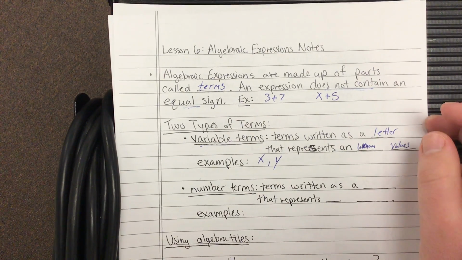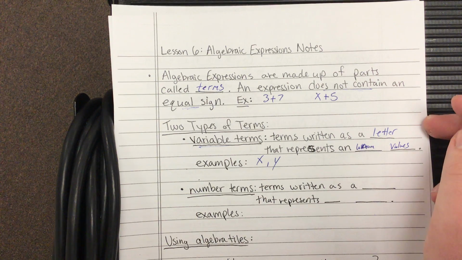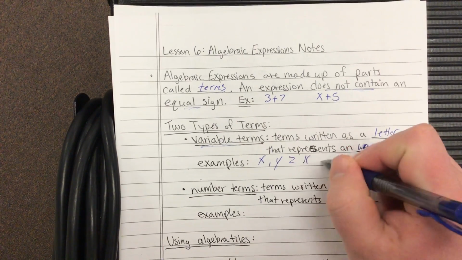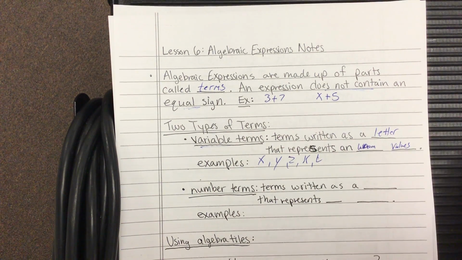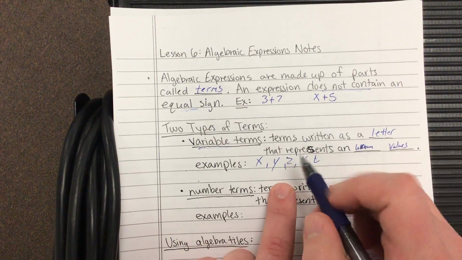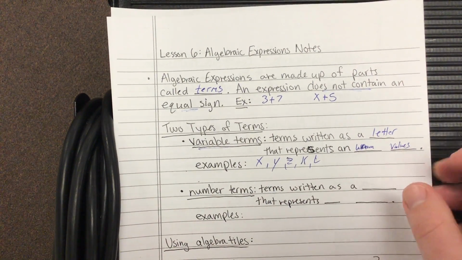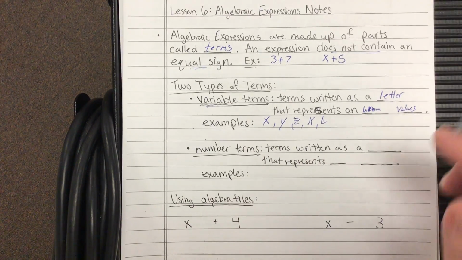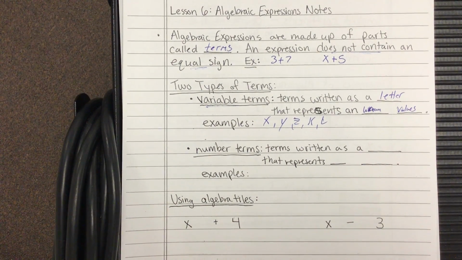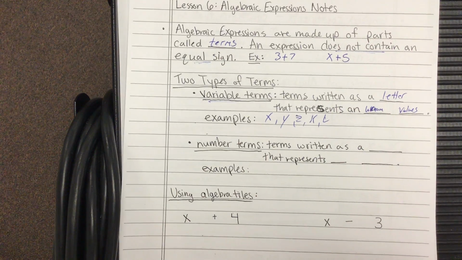It can be any letter though. What's your favorite letter? Z, L, Z, K, L, all could be variables. All right, so any letter. Any letter can be a variable. Doesn't matter. Any letter in the alphabet would be any letter.